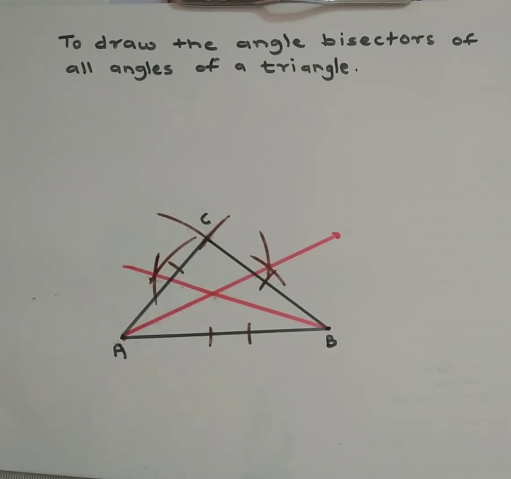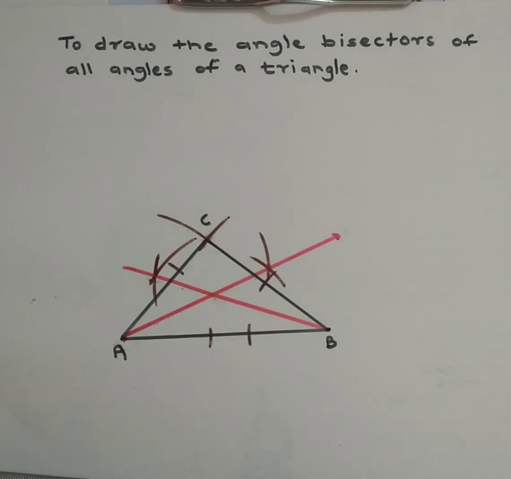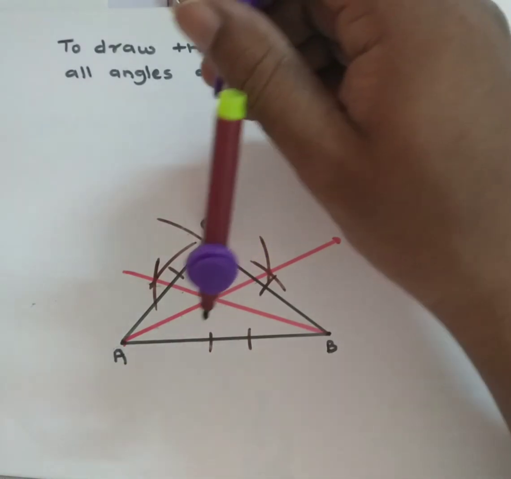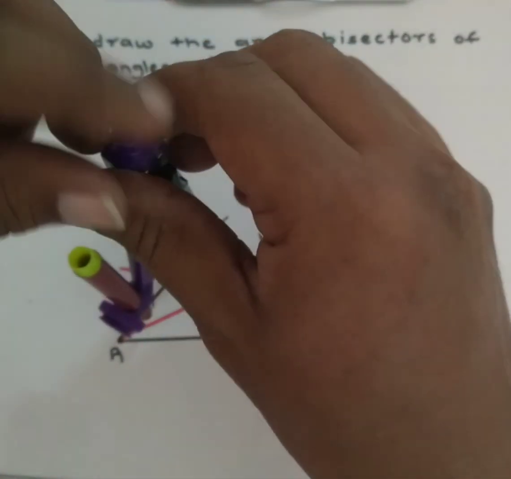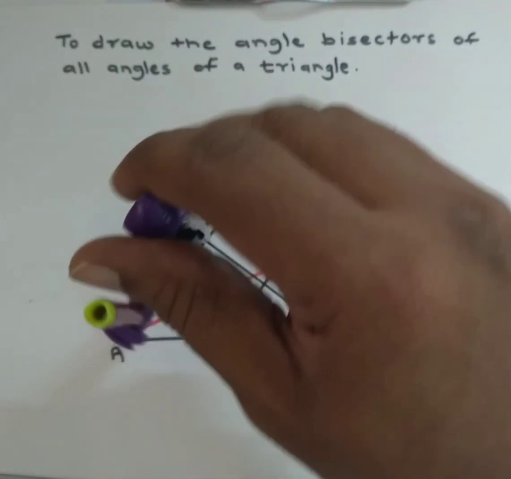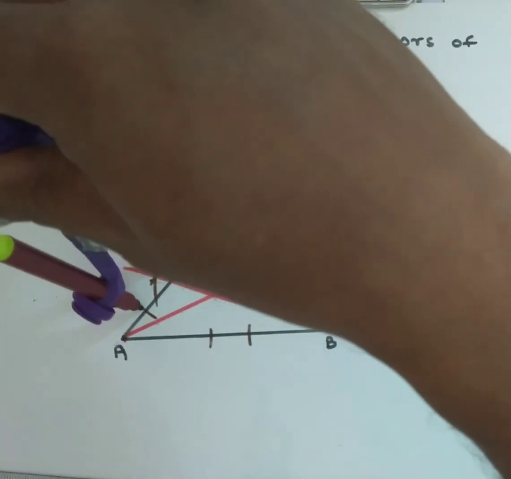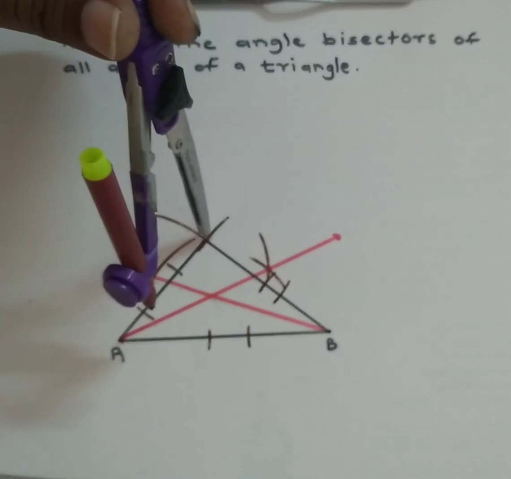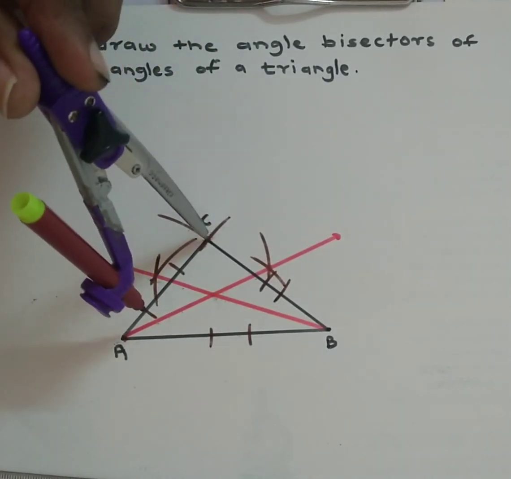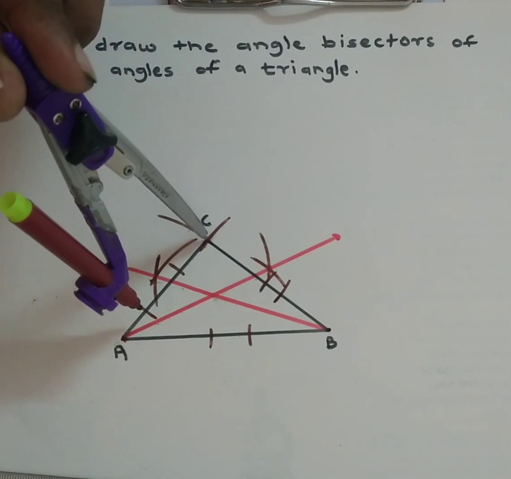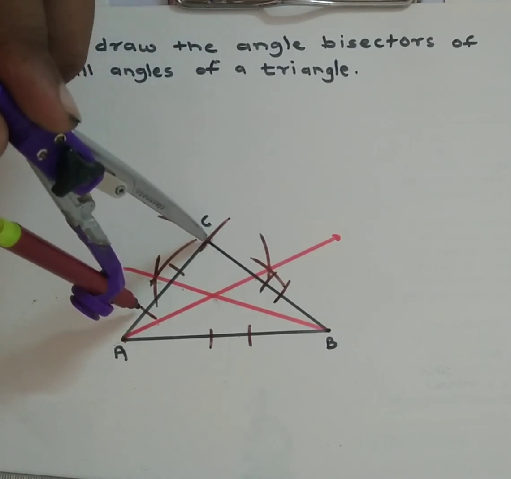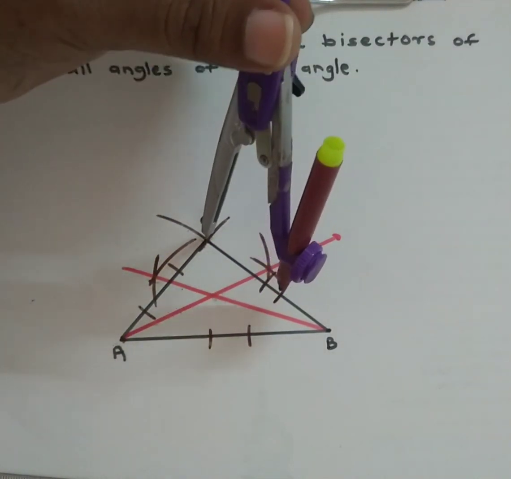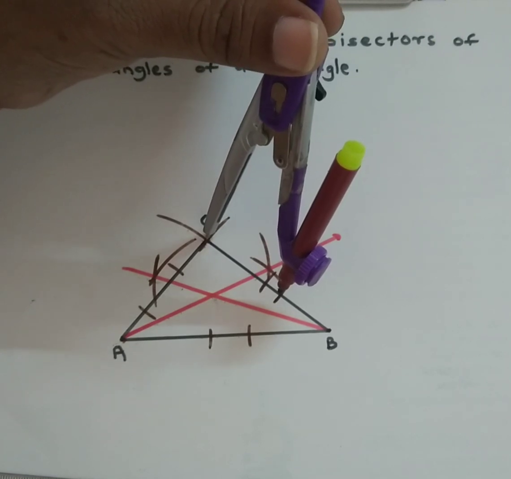Now we will draw the angle bisector of angle C. To draw the bisector of angle C, place the pointer at point C and draw two arcs on the sides of angle C, CA and CB. So these are the arcs that we have drawn. To make it clear, I will hold the compass like this. The first arc is on side CA and the second arc is on side CB, like this.